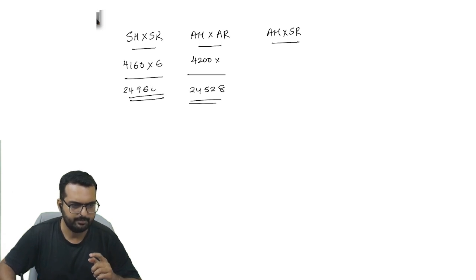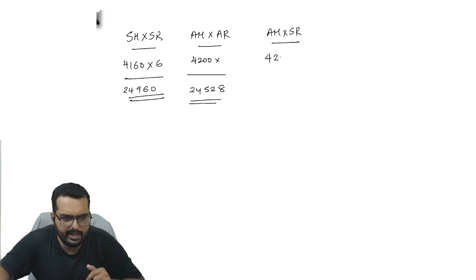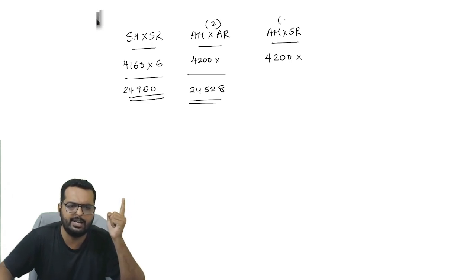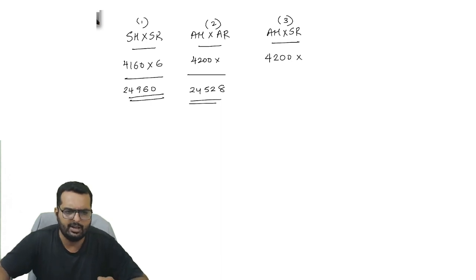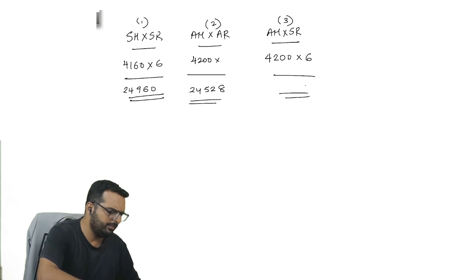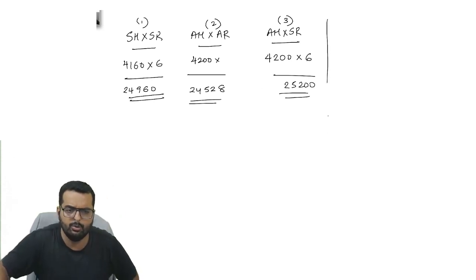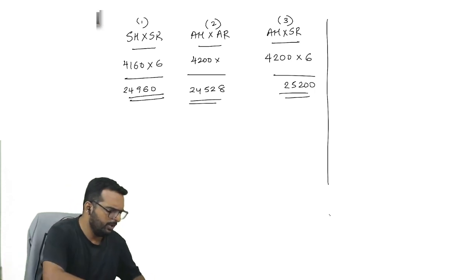24,960. Here, AH should be the same as what we took in column number 2. We cannot take a separate AH over here. That will create a lot of unnecessary confusion, friends. So I'll take 4,200 into what is the standard rate? 6. Let us do it this way first. That will be 25,200. Then I'll check with the solution in your study material. So we'll get to know.